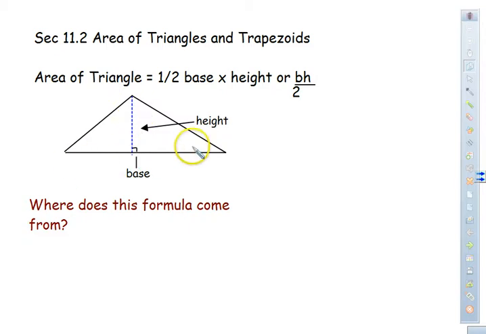Here is my base. Here is my height. And again, always remember that the base and the height are determined by that 90-degree symbol, that perpendicular line, so that we have an exact and precise height. Okay? Go ahead and hit pause and you can copy this down. We're going to get to trapezoids next.